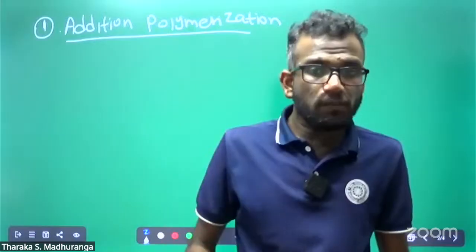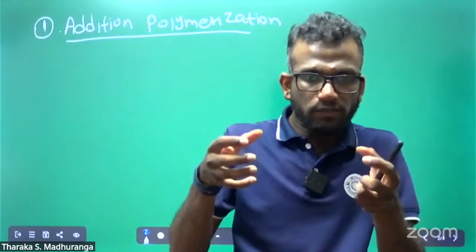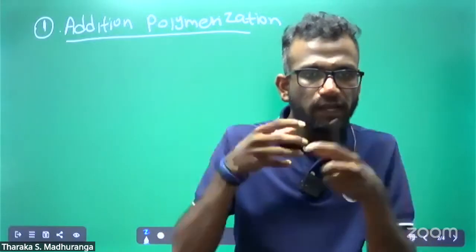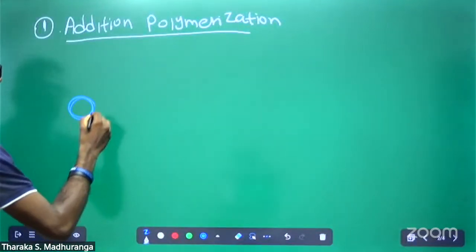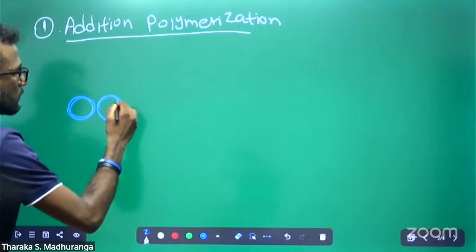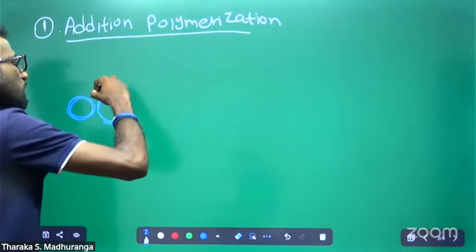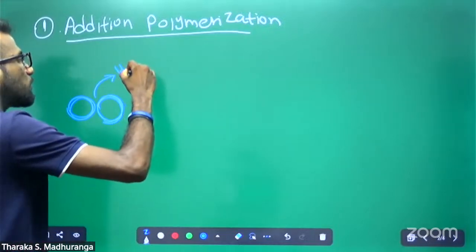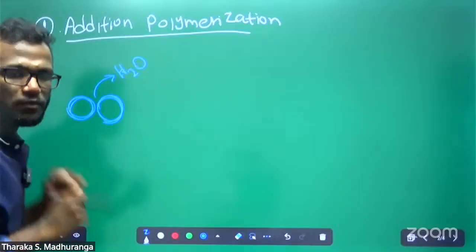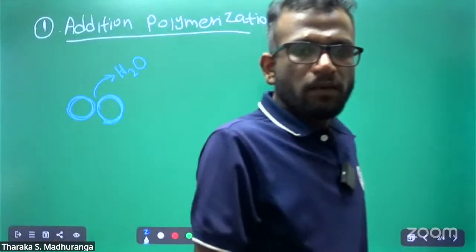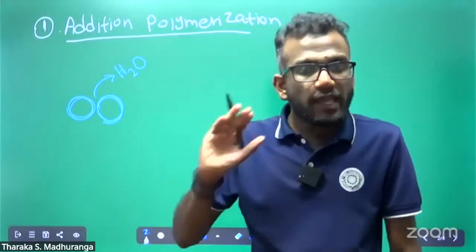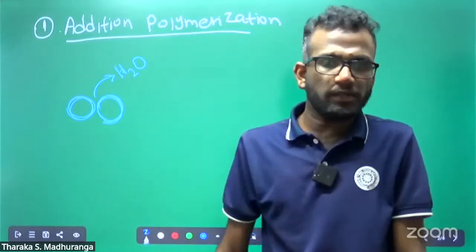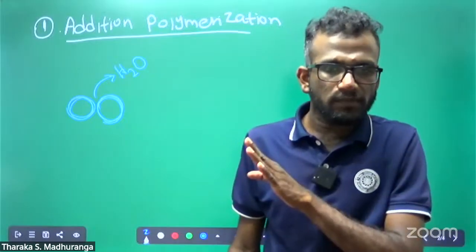The glycosidic bond between two monosaccharides. As we discussed in the biomolecule lesson, in each bond you can see one water molecule is removed. One water molecule is removed means it is exactly a condensation polymer, not an addition polymer.